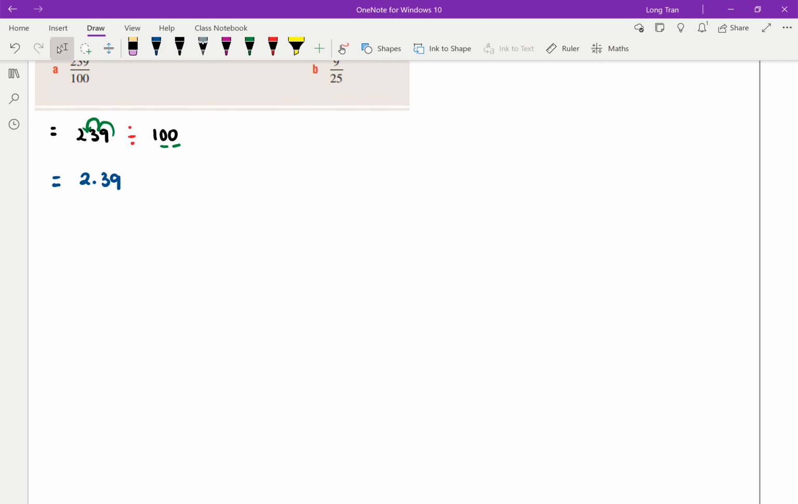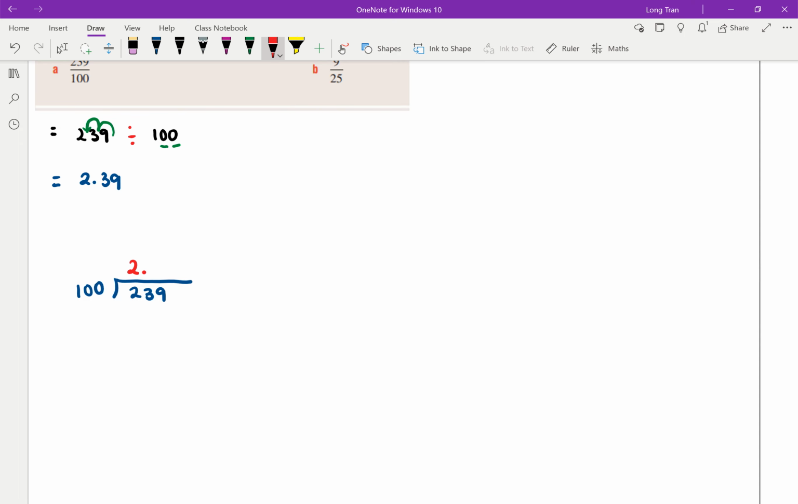Alternatively, you can use long division. You can go 100. How many hundreds fit into 239? And then you would say something like it fits in twice, right? So it fits in 2 times, and the remainder is 39.